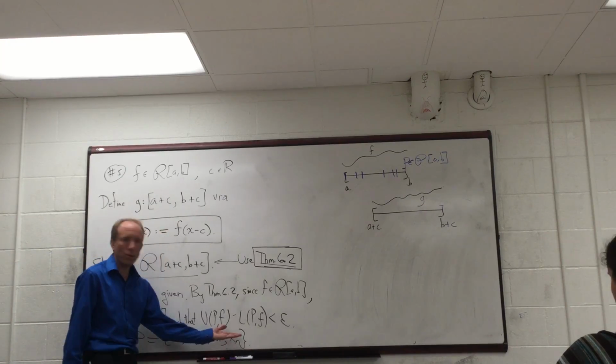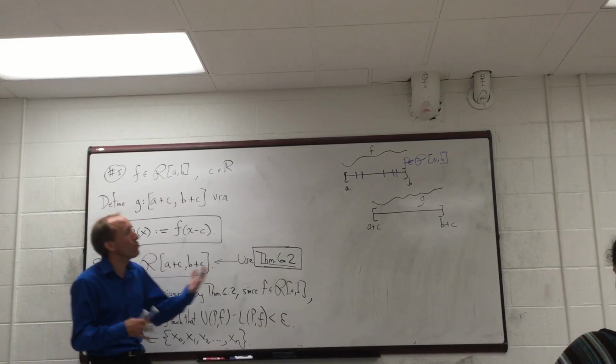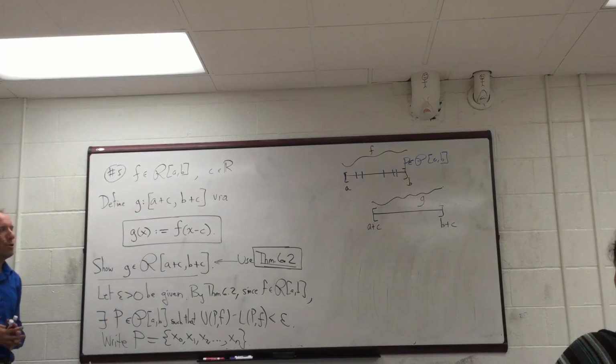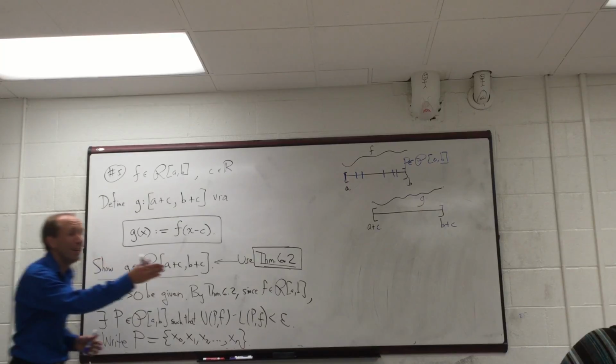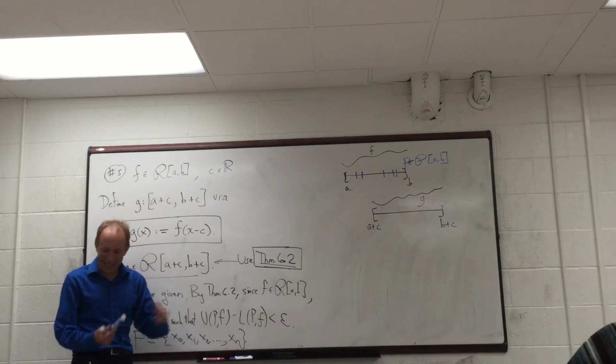Okay, so we have this partition of some points. We don't know where they are. But we need to come up with a partition of the interval A plus C to B plus C. Does anybody have a suggestion how we're going to get that? Can we add C to each one? Just add C to each of these, exactly.